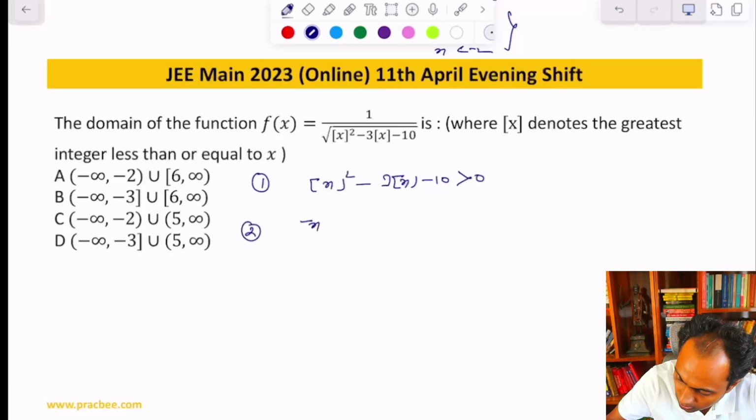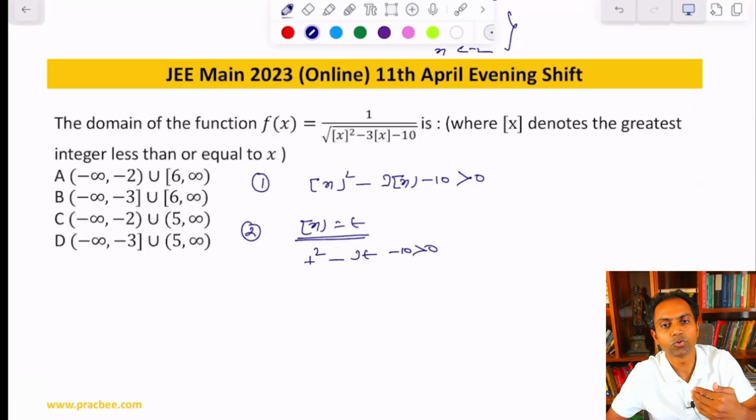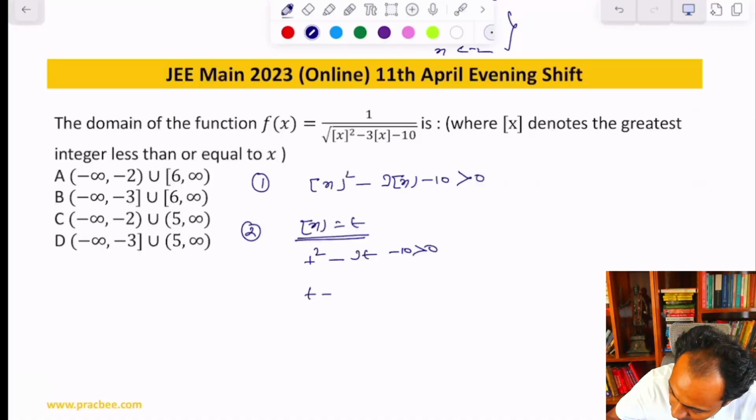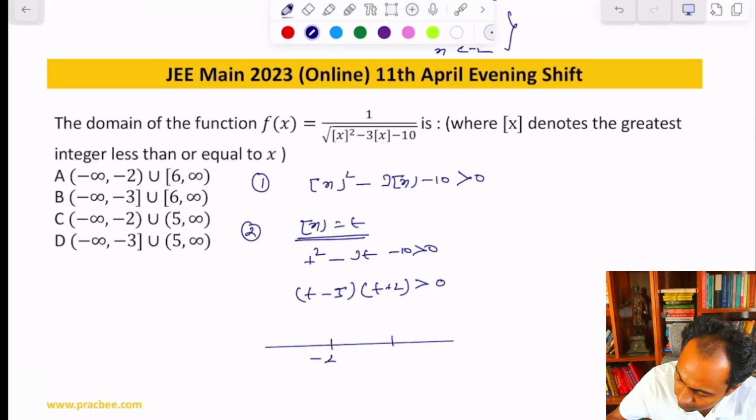Now how to solve this? In order to solve, we will do a substitution, put this as t. So it becomes t square minus 3t minus 10. This idea of substitution will reduce this GIF based inequality into a quadratic inequality, and that we know how to solve. Now this can be easily written as t minus 5 into t plus 2 is greater than 0. You can see that if I use my wavy curve, one end would be minus 2, another would be 5. It could be either greater than 5 or smaller than minus 2.